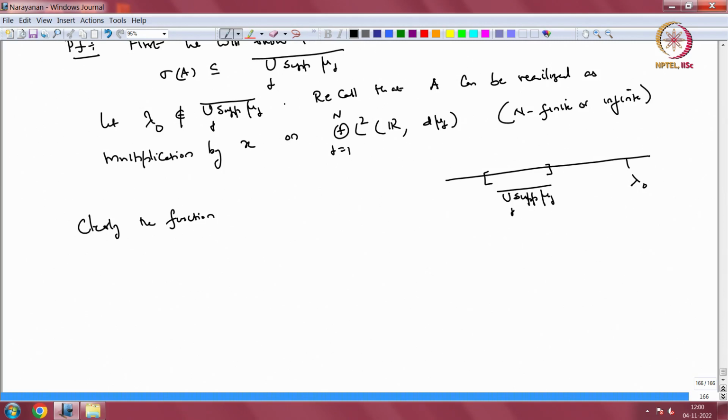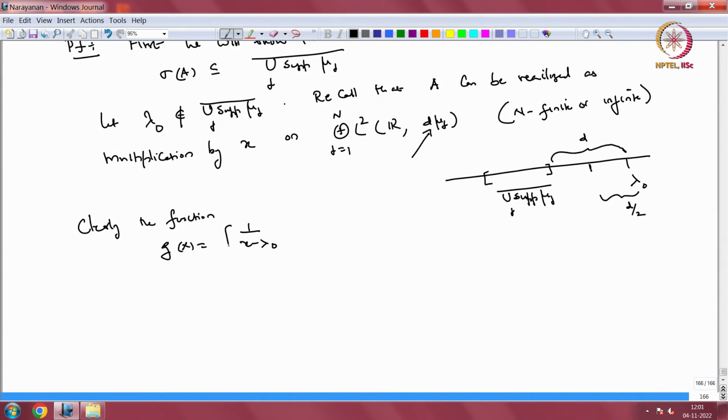What should I do? I should be able to invert x minus lambda naught, because A is multiplication by x. So, A minus lambda naught times identity will be multiplication by x minus lambda naught. So, clearly the function g of x, I am going to define it to be 1 by x minus lambda naught. Of course 1 by x minus lambda naught is not a bounded function on the real line, I have to make it bounded, but remember lambda naught is away from the support of all the measures. So, on the set where the mu j's survive, 1 by x minus lambda naught is bounded. Near lambda naught I can define it to be anything. So, let us say this distance is d and up to here I have the distance d by 2.